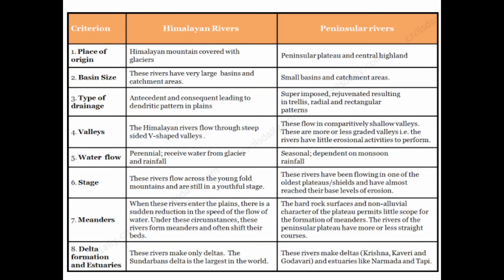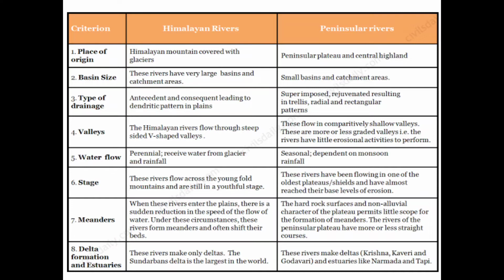Now we will see the difference between Himalayan rivers and peninsular rivers. Himalayan mountains are covered with glaciers, whereas peninsular rivers originate from the peninsular plateau and central highlands. These are the bases on the place of origin. Basin size: Himalayan rivers have very large basin and catchment area, and peninsular rivers have small basins and catchment areas. Type of drainage: antecedent and consequent leading to dendritic pattern in plains, whereas superimposed, resulting in trellis, radial and rectangular pattern.